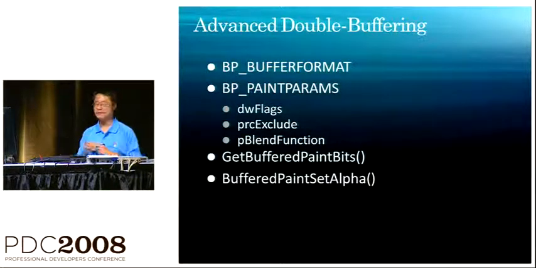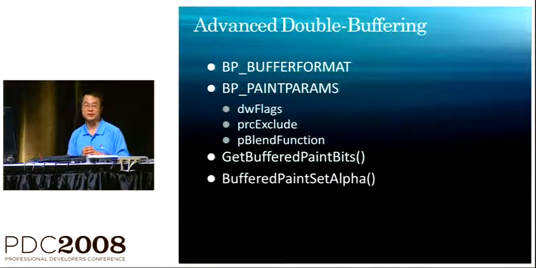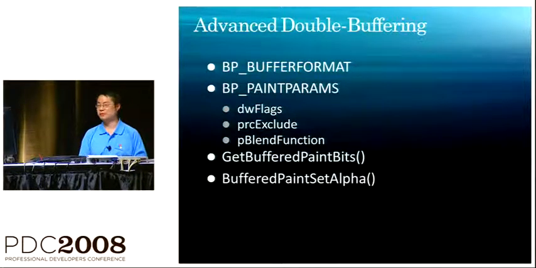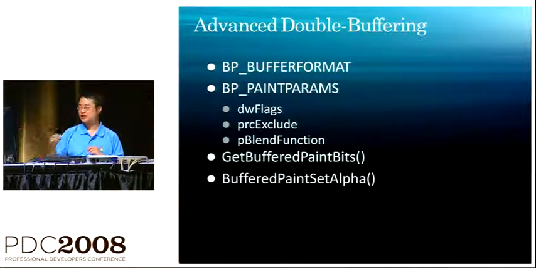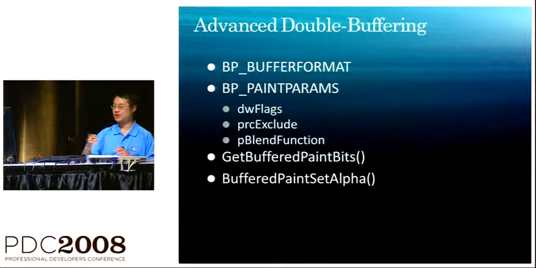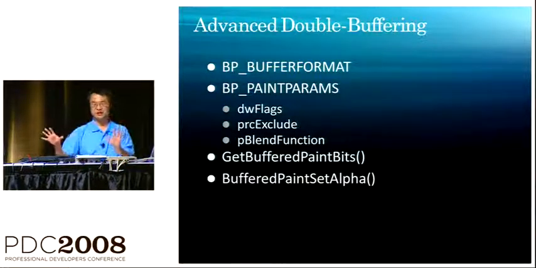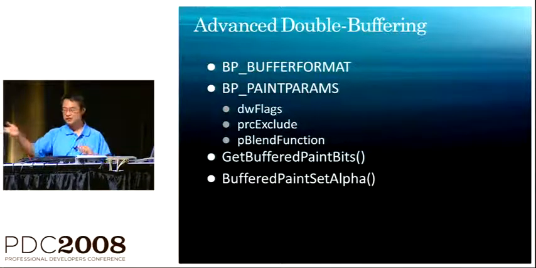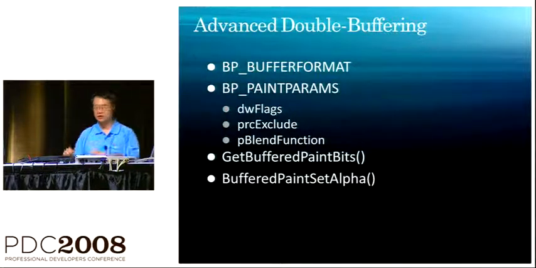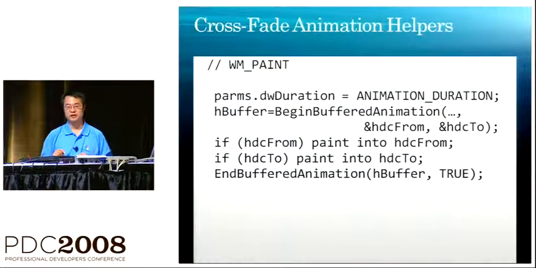There's another structure that you can optionally pass. It has flags that talk about if you want to customize a clipping behavior, you can pass an exclude rectangle. And if you're really crazy, you can pass in a blend function, the sort of blend function that you normally pass to functions like, what's it called? AlphaBlend. Since it's a DIB section, you can get access directly to the bits. There's a helper function, GetBufferedPaintBits. And if you're playing with alpha, you can call BufferedPaintSetAlpha. You can give it a rectangle, and it sets the alpha for this entire rectangle. So these are, of course, things you could have written yourself, but they're just little helpers to help you get things off the ground a little faster.